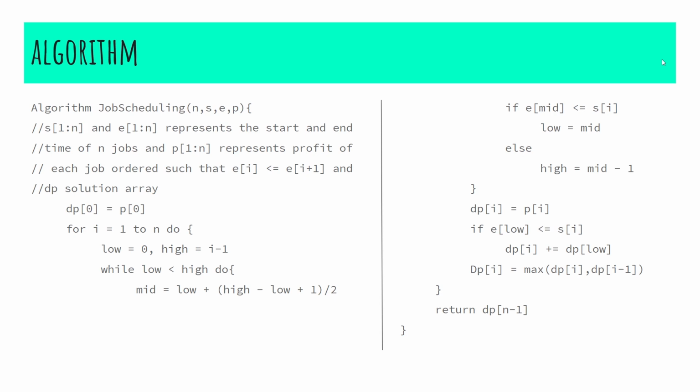At first, I have initialized the 0th index of DP to the profit of the first job, and then I'm going to iterate. As I said, I'll be performing a binary search of the previous instances of the job, and then we are going to consider if this job can be performed, and then we are going to store the maximum out of the previous and the current element that we have obtained in our DP array. And at last, we will be returning the last element present in our DP array.